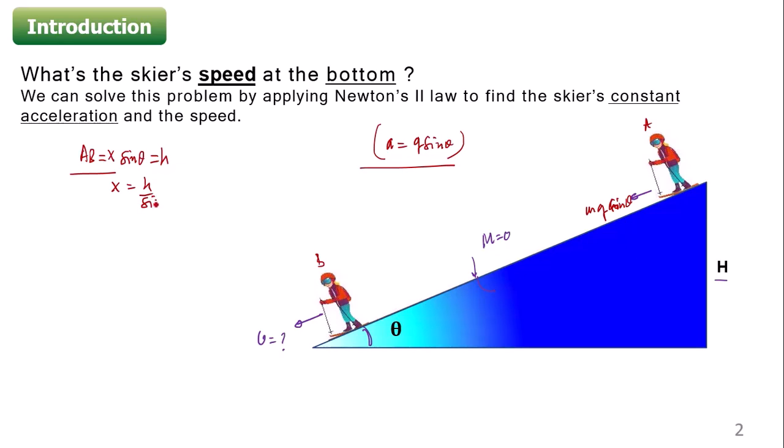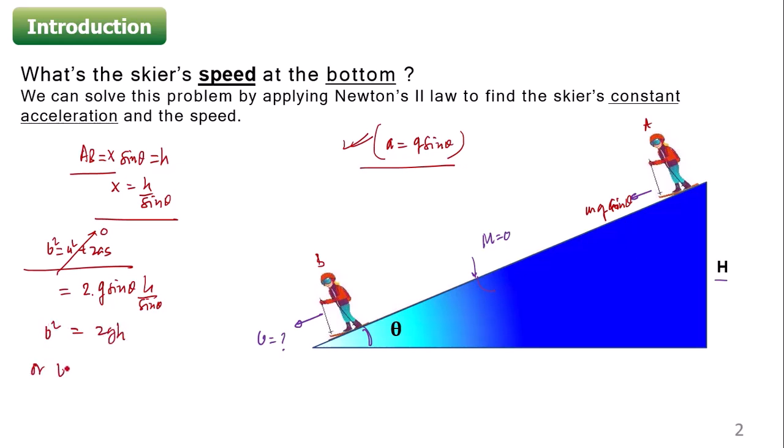This is the displacement of the object, and it takes place with constant acceleration. So we can use the formula v square equals u square plus 2as to calculate the velocity. Let us say the particle starts with zero velocity, so u equals 0. We are left with 2 times a, which is g sine theta, into s, which is h by sine theta. Ultimately we get v square equals 2gh, or v equals root of 2gh. This is the velocity with which the man reaches the bottommost position of the inclined plane.